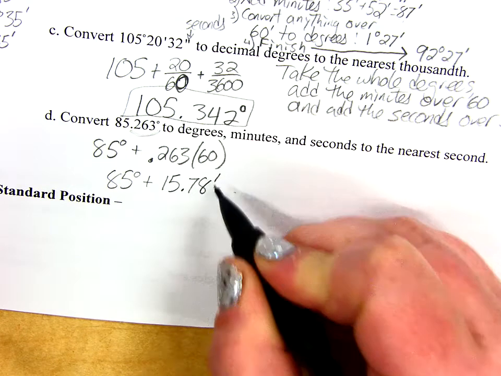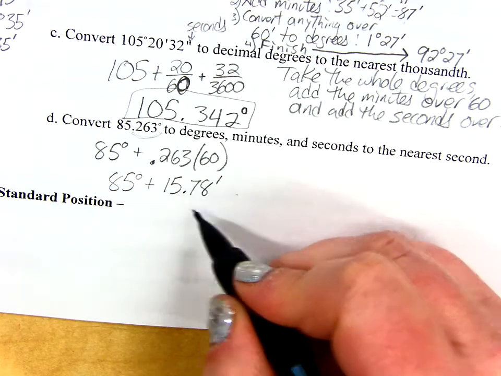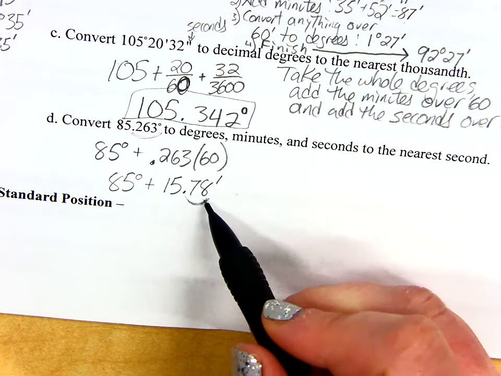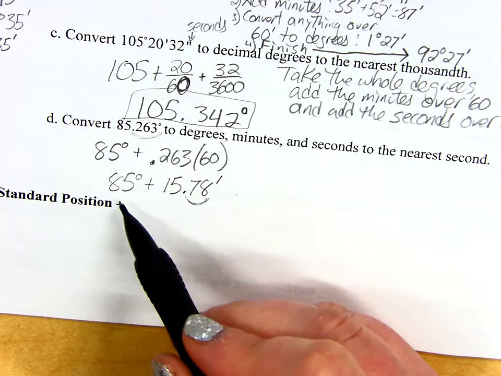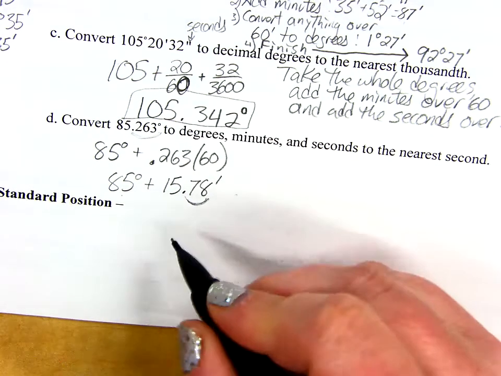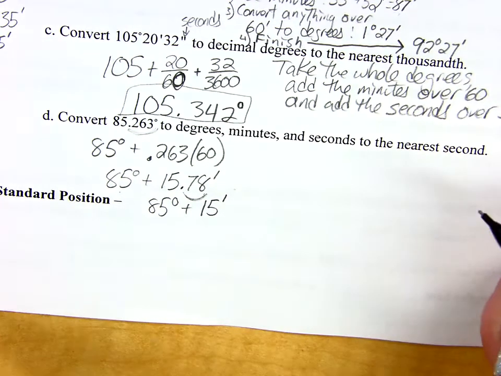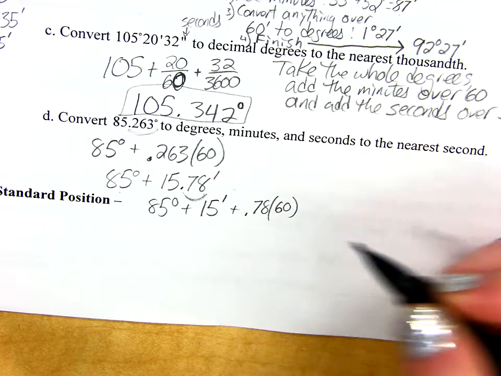So that's minutes now. I have 85 whole degrees and then 15.78 minutes, which means I need to figure out what that is in seconds. So what do you think I do with 0.78? So you would be if I was in degrees. But now I'm already in minutes, so I only have to multiply by 60. So we're going to take that, 85 degrees. I know I have 15 whole minutes, and now I need to take the 0.78 and times it by 60, and that'll be how many seconds I get.